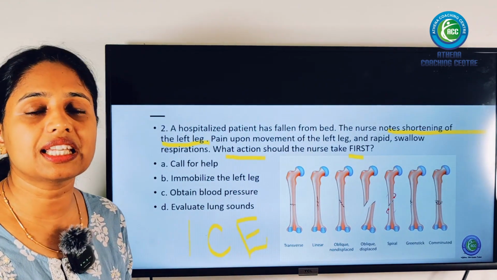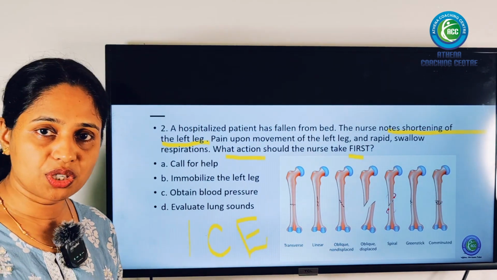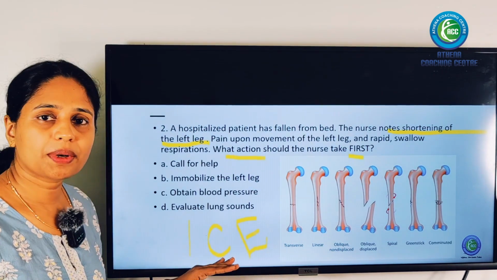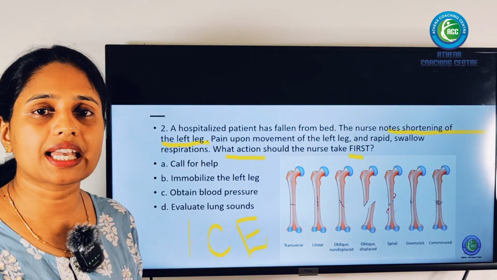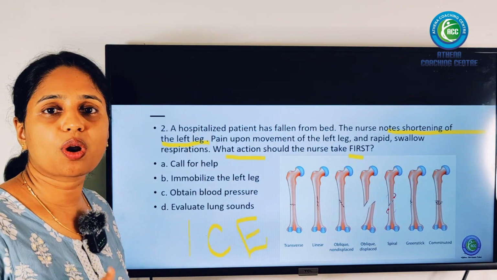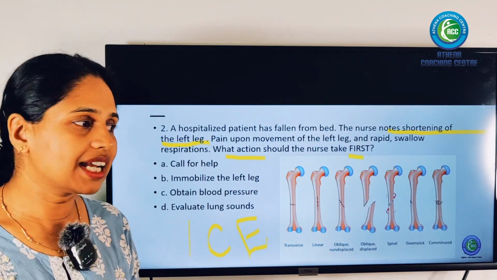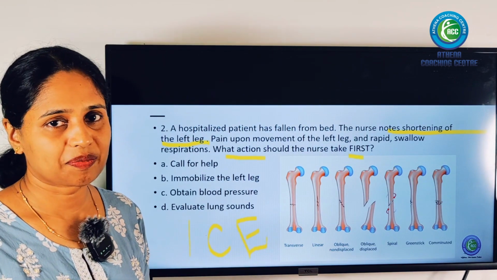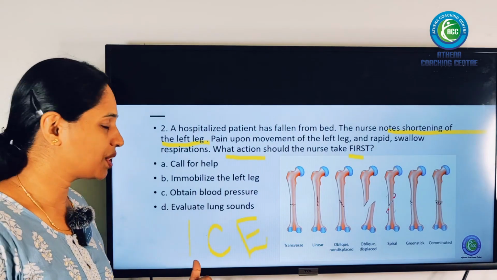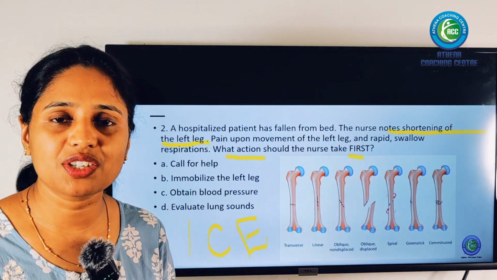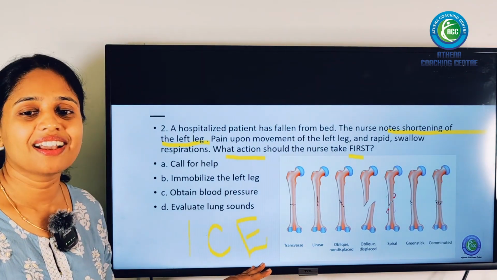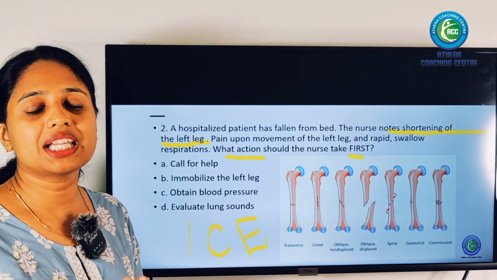Swelling definitely increases the intracompartmental pressure and it could end up as compartment syndrome. So why is cold application necessary? To reduce swelling. As a result of that, you can prevent compartment syndrome. Why elevation? Elevation enhances venous return and that also helps to reduce swelling. So how do we manage a patient with a fracture? You can follow this acronym: I for immobilization, C for cold application, and E for elevation.